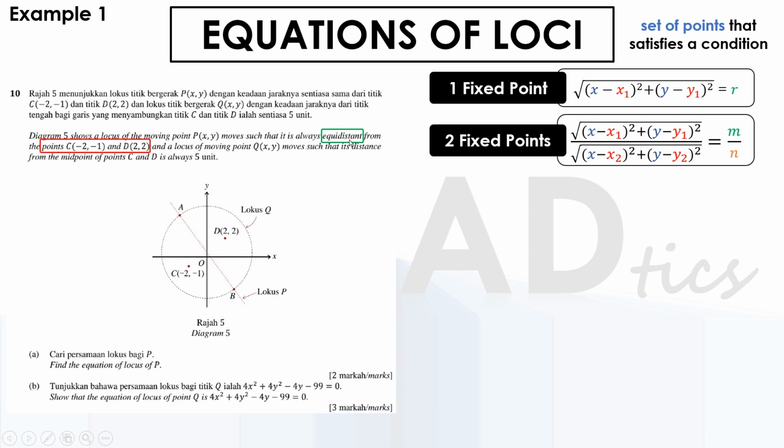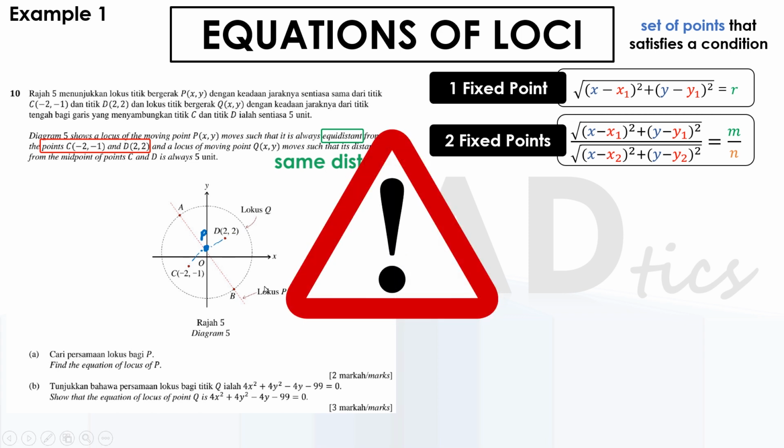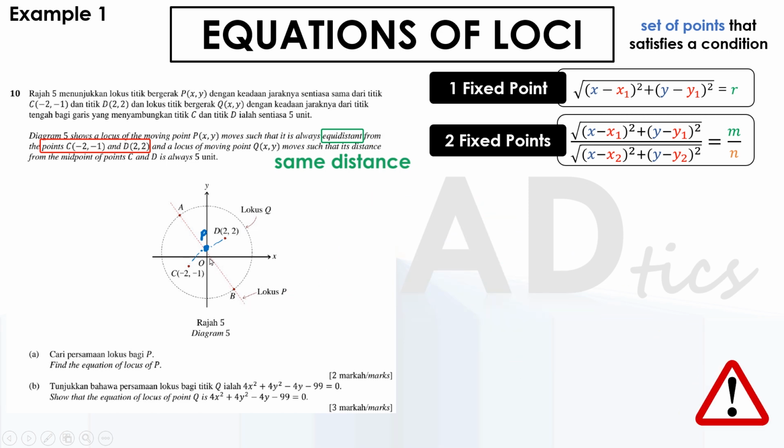Okay, equidistant means the point P has the same distance from C and D. So this means, as an example, let's say point P is here, the distance from P to C and P to D is the same. But you'll notice that locus P is actually a straight line.